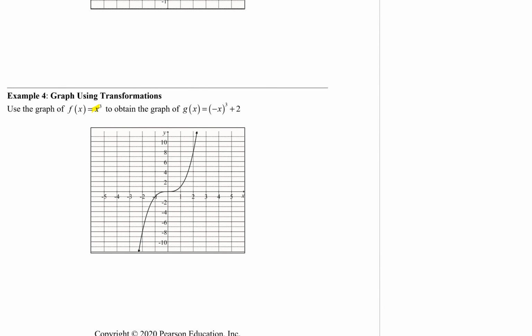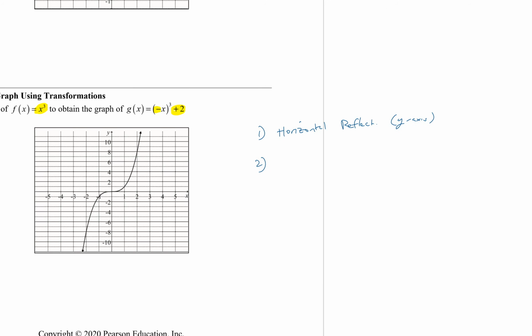So here you go. The original is x cubed. There's a negative inside and a plus 2 outside. Let's see if we can figure out what these are. The negative inside is a horizontal reflection. Negatives are reflection, okay? And a horizontal reflection means it's about the y-axis, right? And this plus 2 is going up 2 since it's outside.